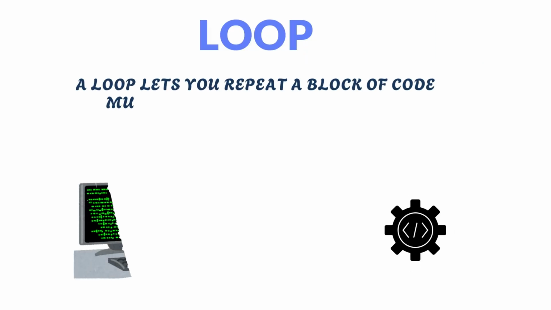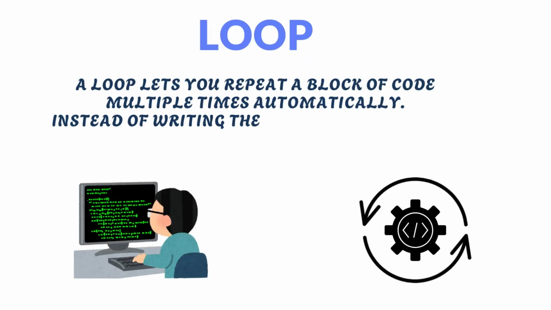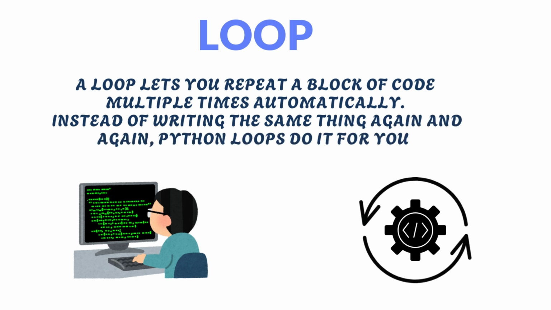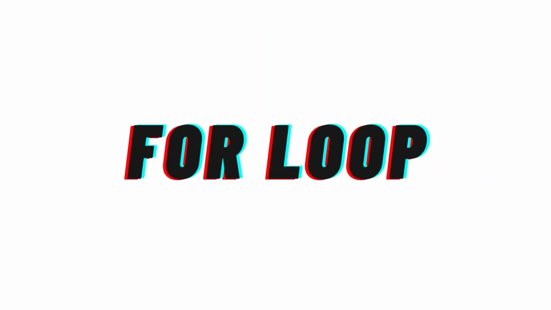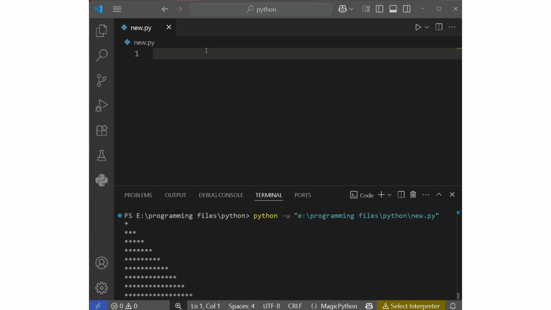So let's say, what is a loop? A loop lets you repeat a block of code multiple times automatically, instead of writing the same thing again and again. Python does it for you. Types of loop: for loop, while loop. Now let's see what is a for loop. Okay, so let's start with the for loop.